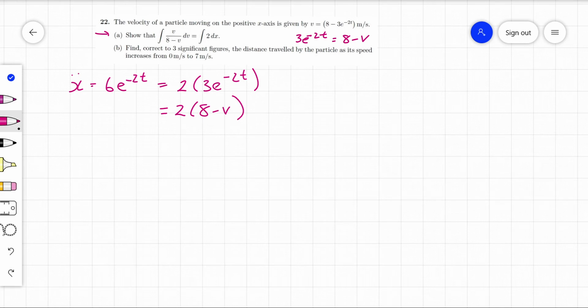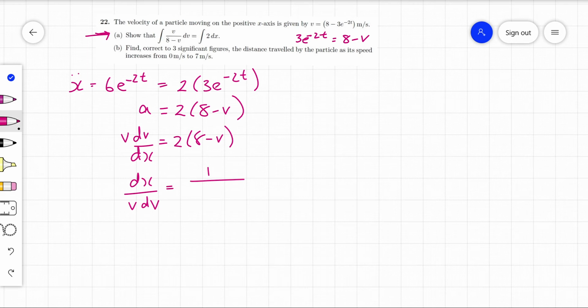So now I've got acceleration in terms of v, and you can see what we're trying to show up here. I can use v dv/dx, because acceleration is in terms of v. I can use v dv/dx equaling 2 lots of 8 minus v, and I can put everything upside down. So we get that, and is that what we had to show? Oh yeah, so I don't need to show too much, do I? Remember, I'm showing that, I don't need to actually figure it out.